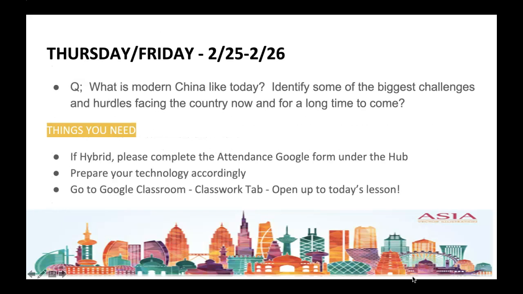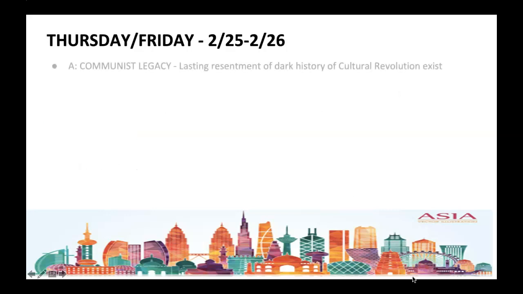For Thursday and Friday, from 2/25 to 2/26: What is modern China like today? Identify some of the biggest challenges and hurdles facing the country now and for a long time to come. In this lesson, we learned about some of the contemporary issues facing China and East Asia. Let's go ahead and dissect some of these issues briefly. The dark legacy of communism in China is a long-standing source of resentment for most people today, who very much might have disdain for the communist years but can't publicly speak out against it freely, for reasons we're going to talk about later in this lesson.